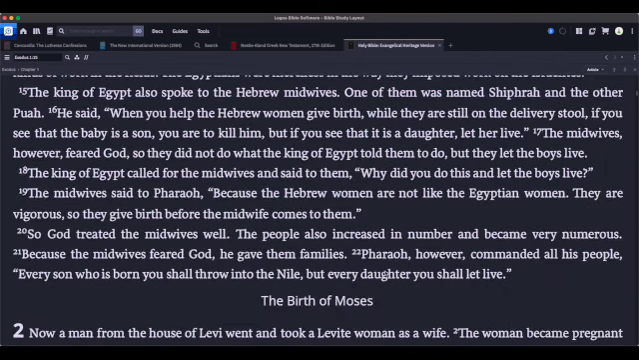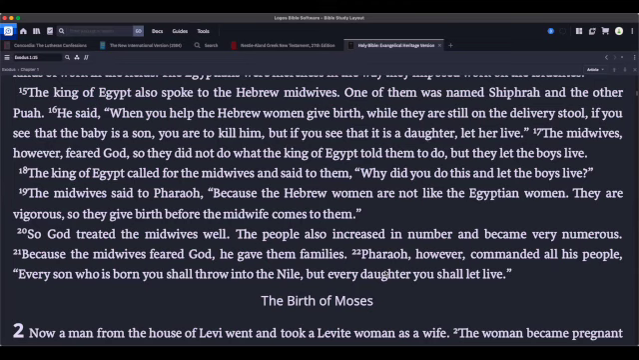The king of Egypt also spoke to the Hebrew midwives. One of them was named Shiphrah, and the other Puah. He said, "When you help the Hebrew women give birth while they are still on the delivery stool, if you see that the baby is a son, you are to kill him. But if you see that it is a daughter, let her live." The midwives, however, feared God, so they did not do what the king of Egypt told them to do, but they let the boys live.